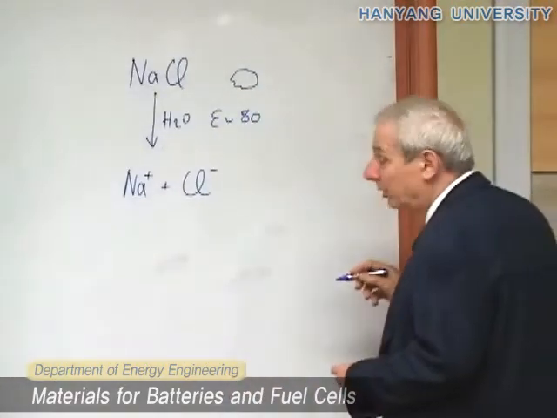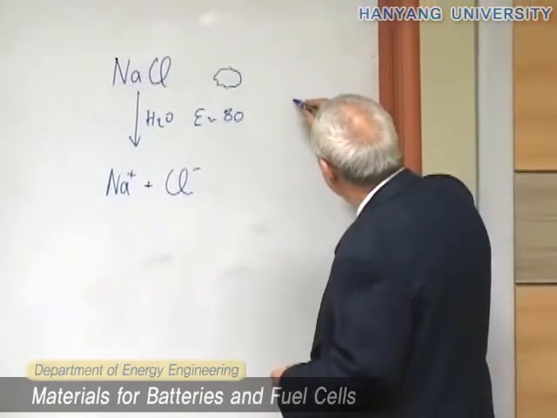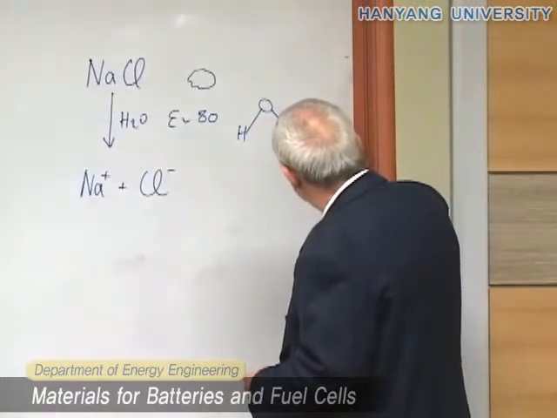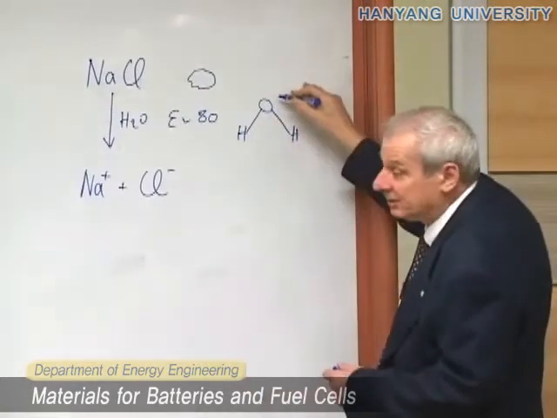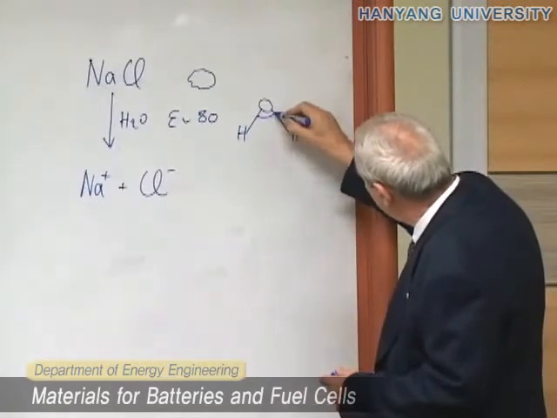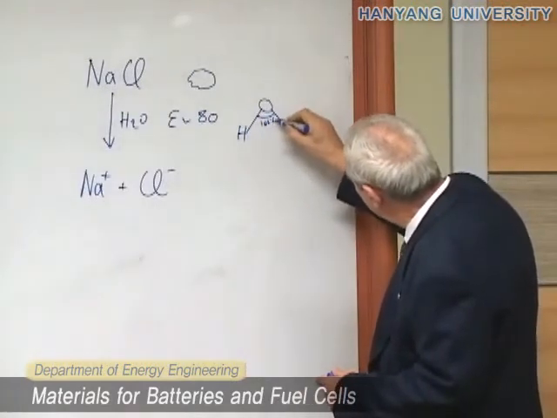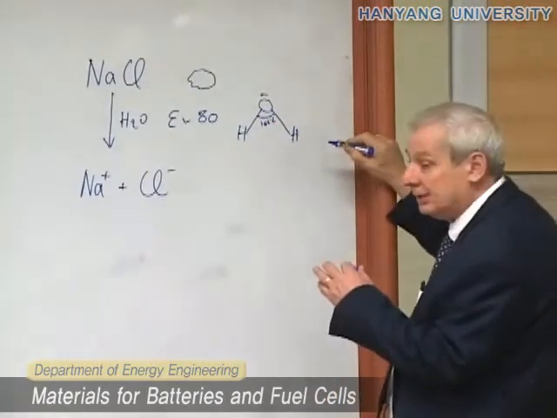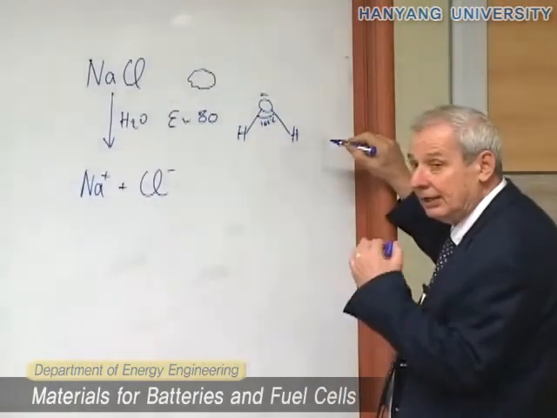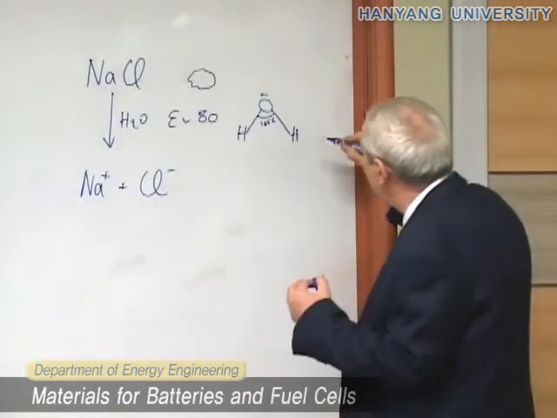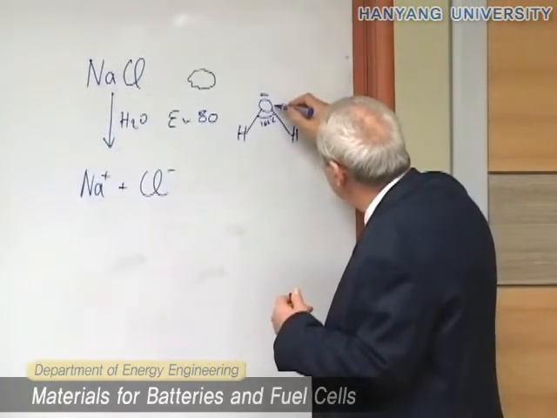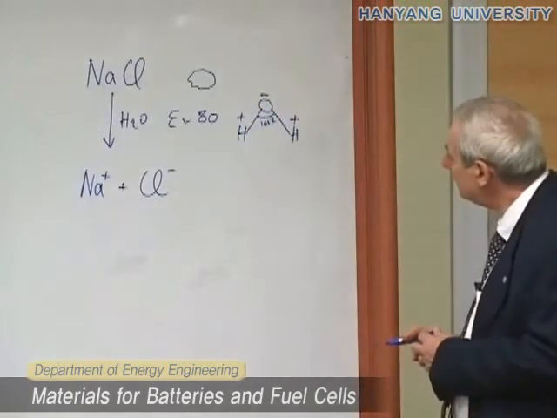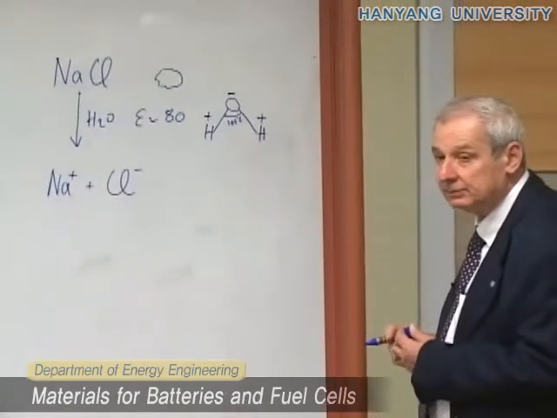Why is that? Because water, if you look at the structure of water, here we have oxygen, here we have hydrogen, here is about 108 degrees, and these are covalent bonding. So the electrons are not equally distributed. So we have an excess of negative charge on oxygen and a set of positive charge to hydrogen. Okay?